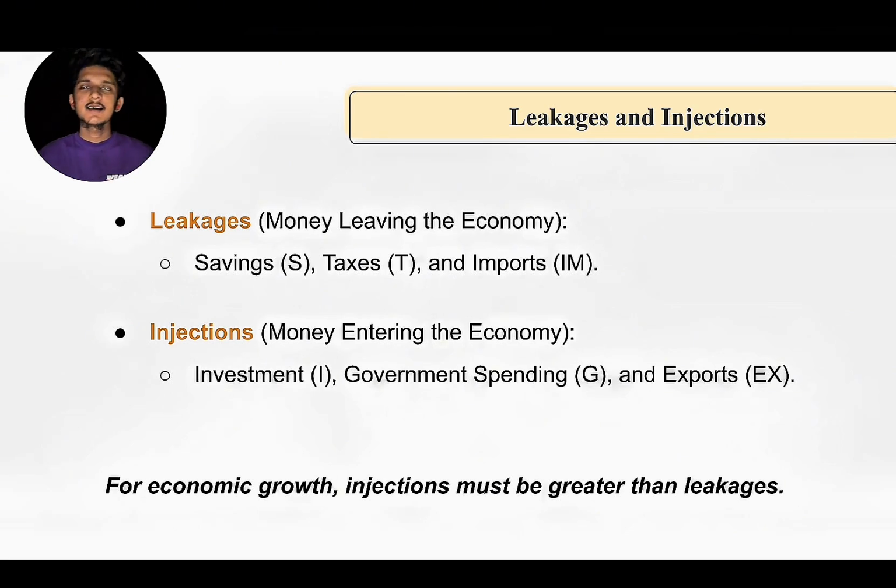Now, at the last, we can say a balanced circular flow ensures a stable, growing economy. When injection exceeds leakage, the economy expands. If leakage exceeds injection, the economy contracts. A healthy economy depends on a balanced flow of income, spending, and trade.